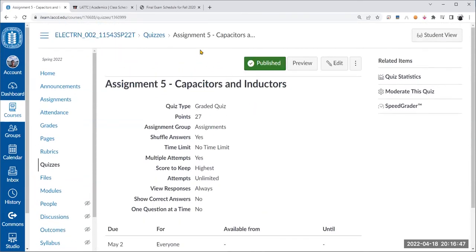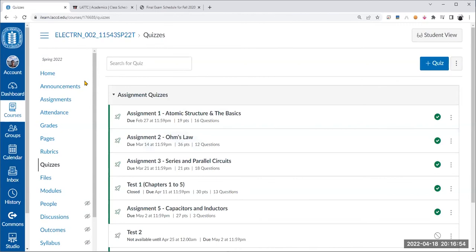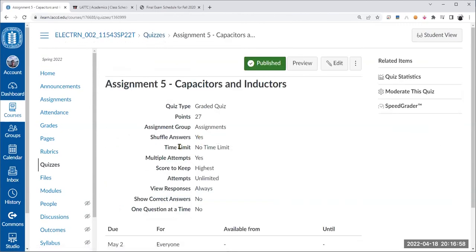The assignments here are helping everyone prepare for the exams. So you can try many times. The system just picks the highest grade at the end. Here, no time limit. Multiple attempts, yes. And the system will pick the high score to keep. Attempts are unlimited until the last day of the semester, which is the final exam day.